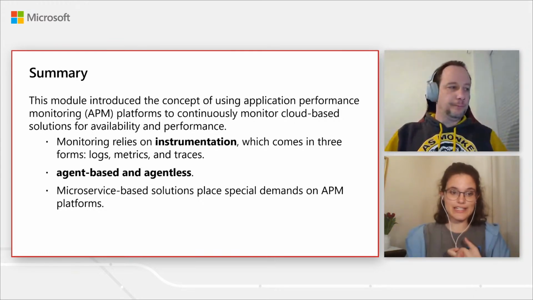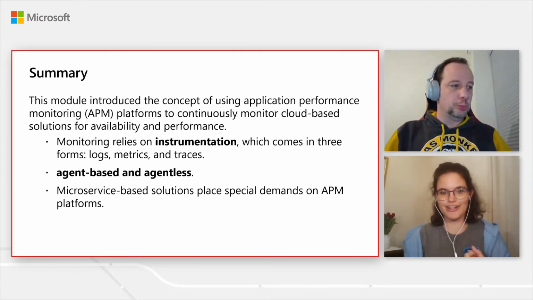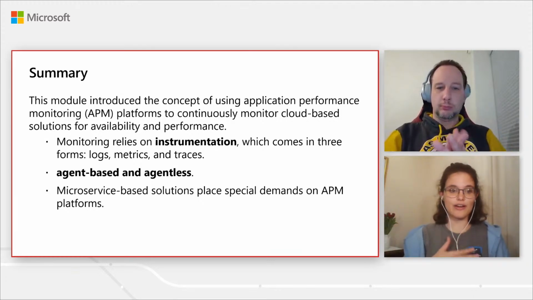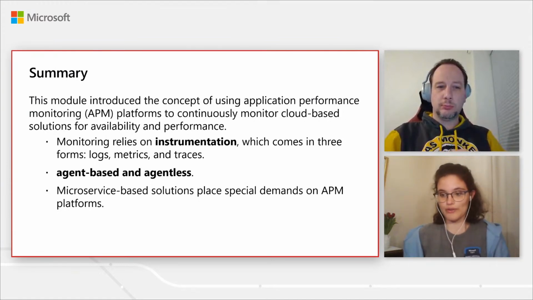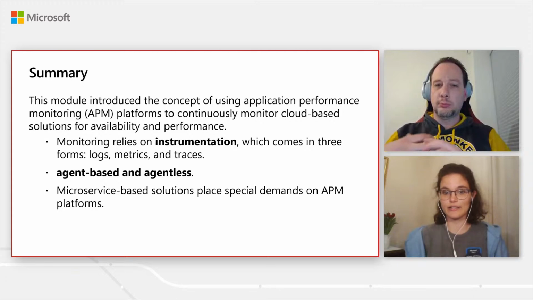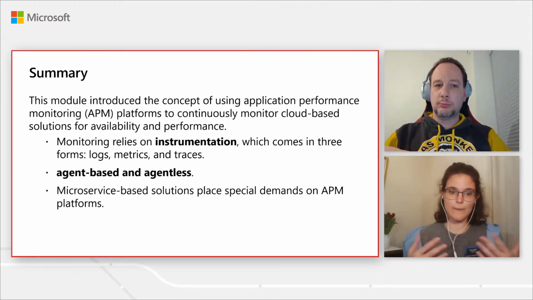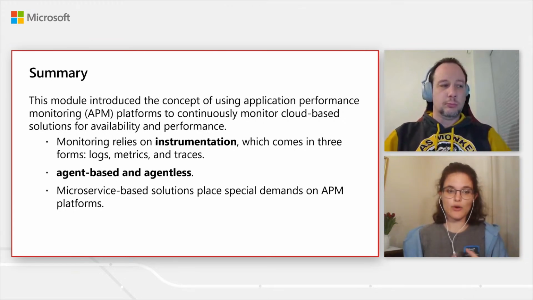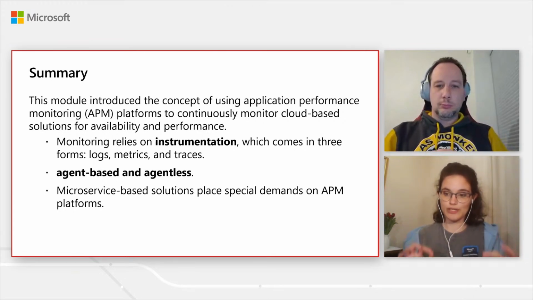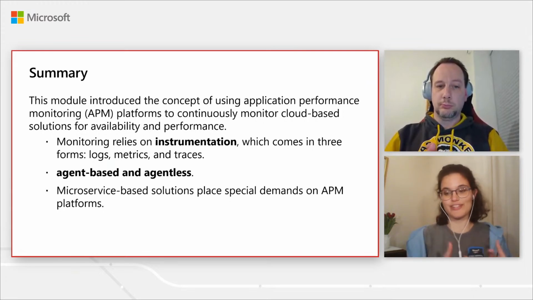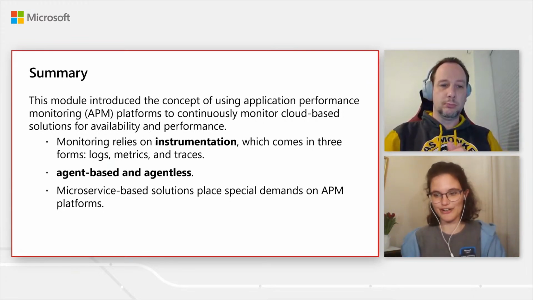For example, IT systems must be monitored in order to be managed effectively. Without monitoring, administrators don't know whether their solution is performing as intended, or potentially whether it is running at all. Another key takeaway is that monitoring relies on instrumentation, which comes in three forms: logs, metrics, and traces. We talked about it in our session.